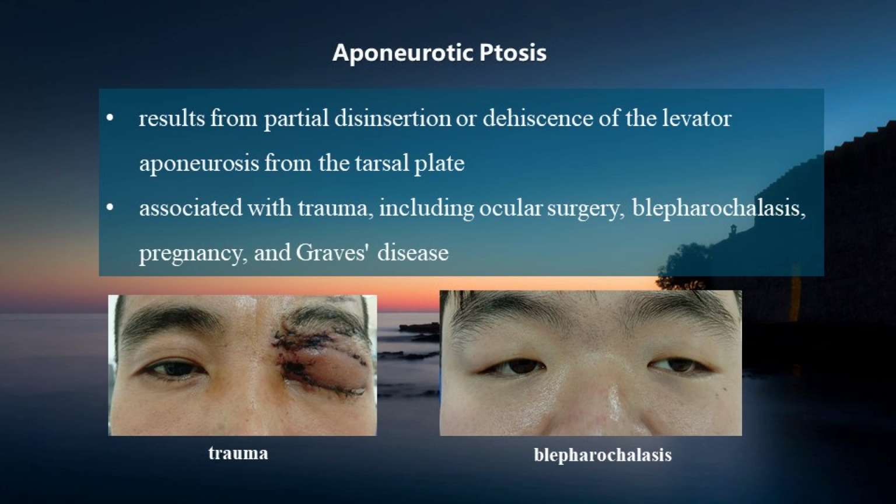Ptosis associated with trauma, including ocular surgery, blepharochalasis, pregnancy, and Graves' disease, is also usually due to disinsertion of the levator aponeurosis. A hereditary variant is known as late developing hereditary ptosis.